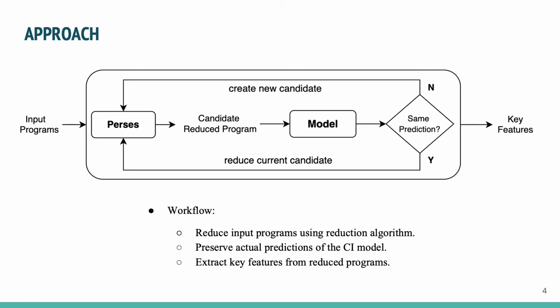This is the high-level overview of our proposed approach for extracting key features from input programs. In our approach, we adopt a program reduction algorithm to remove irrelevant parts from input programs and create candidate reduced programs. The approach then checks the predictions of the target code intelligence model on the candidate reduced programs and continues removing parts of programs by preserving the model's actual prediction. Finally, we extract key features from the reduced programs.